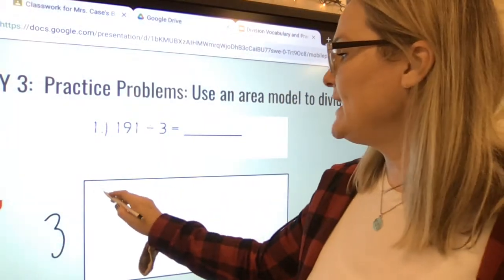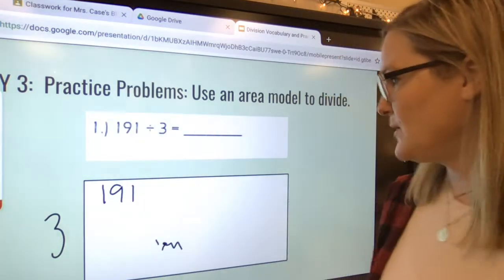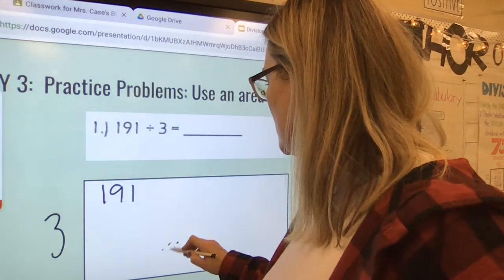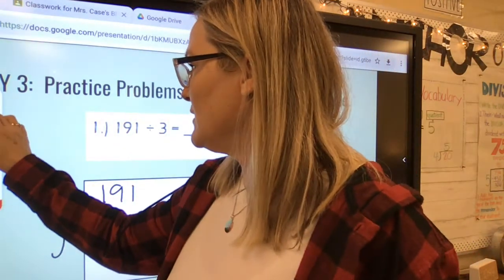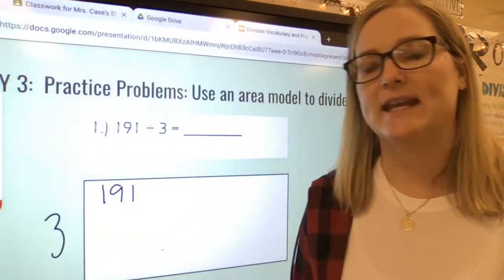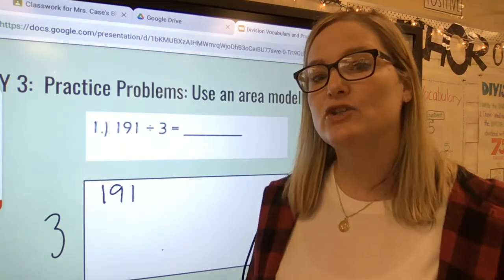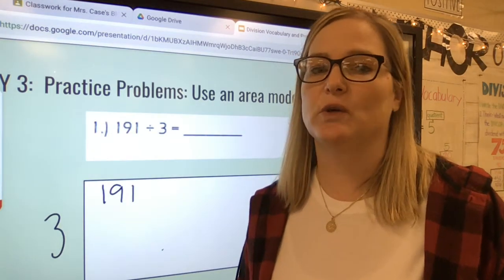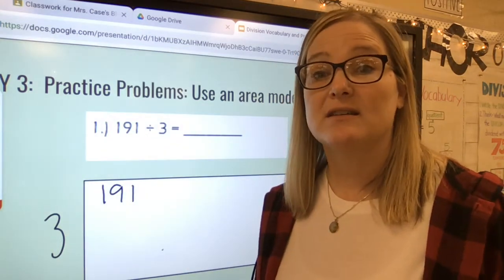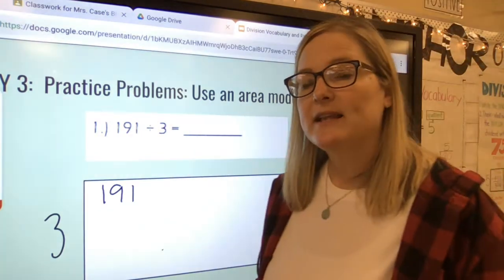And we are dividing 191 by 3. Okay? So, we have to ask ourselves, how many 3s can I pull out of 191? Well, if I start using my tens and hundreds, I can say, well, 100 times 3 is 300. Can't pull 100 out of there, right? Because 300 is bigger than 191. So I have to use something less than 100.